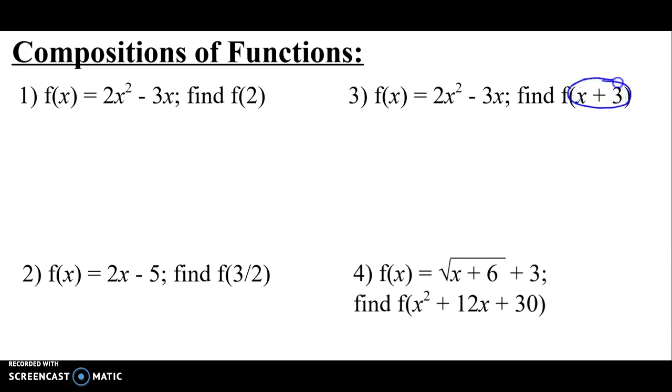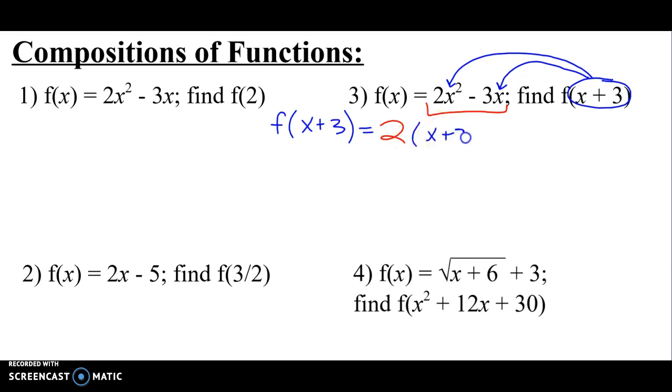x plus 3, I'll do it in blue. It has to be plugged into the f function for all of the x's. So I'm going to start out with f of x plus 3 equals, I'll call this one my red one. So 2, but as soon as I come across an x, you have to do x plus 3 squared minus 3 times x plus 3.